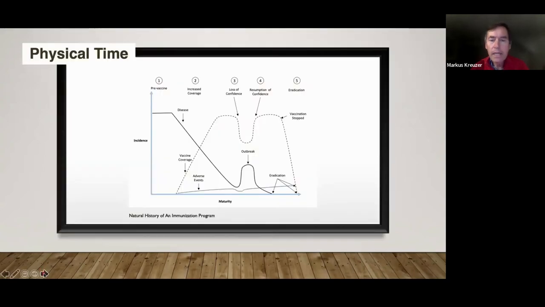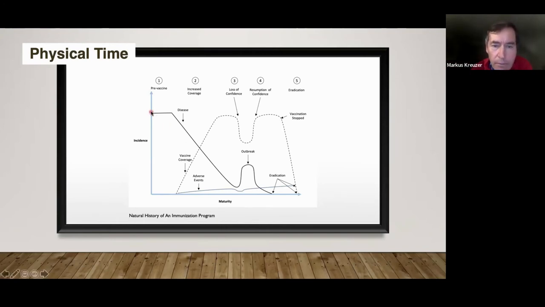So let me give you an example here. This is a diagram, a natural history of immunization programs, right? So it looks at pandemics. First of all, notice it's a natural history. So what it's trying to capture here is temporal dynamics that all pandemics share in common, irrespective of whether they happen in the 19th, 20th, or 21st century.